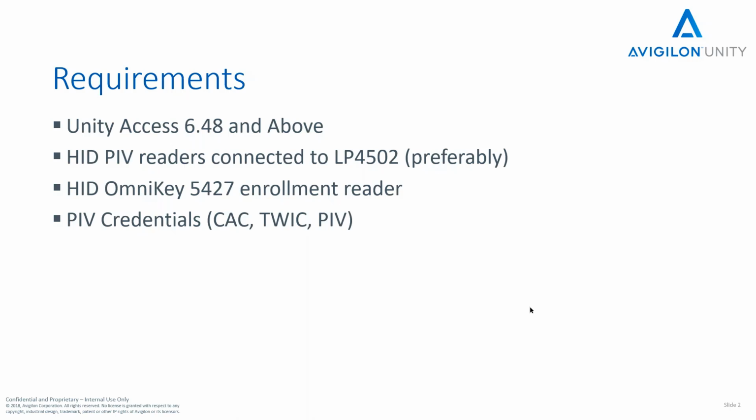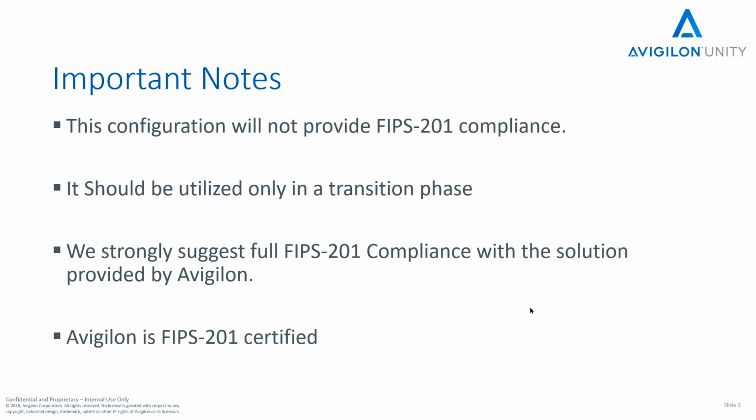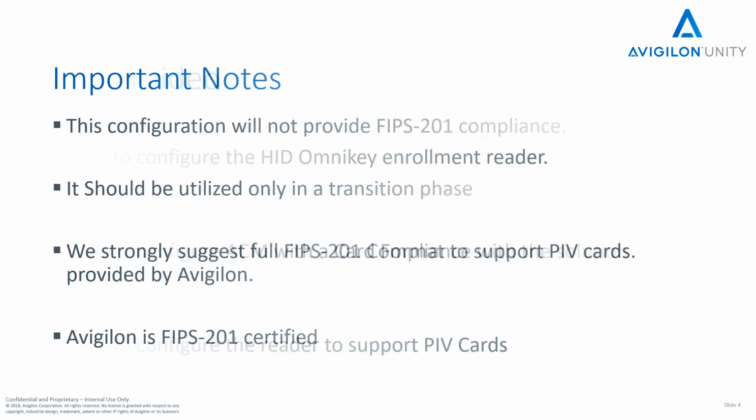Let's go ahead and take a look at some important notes in here. So this configuration will not support FIPS-201 compliance. So this should be utilized for maybe a transition phase going from a non-supported system and trying to reach the supported full FIPS-201, or for systems that want to utilize the government PIV readers without FIPS support. We strongly suggest using FIPS-201 compliance in an ACM or a Vigilant. The access control is FIPS-201 certified.